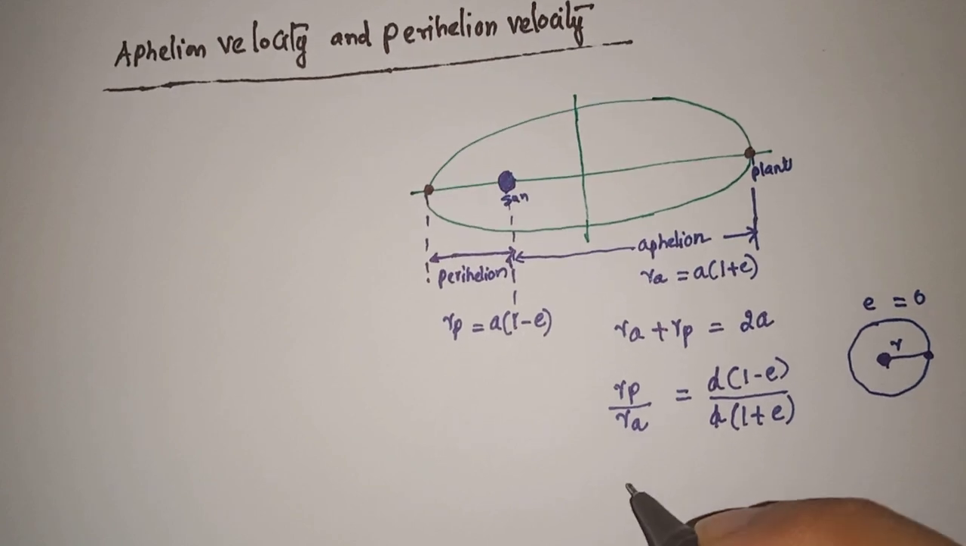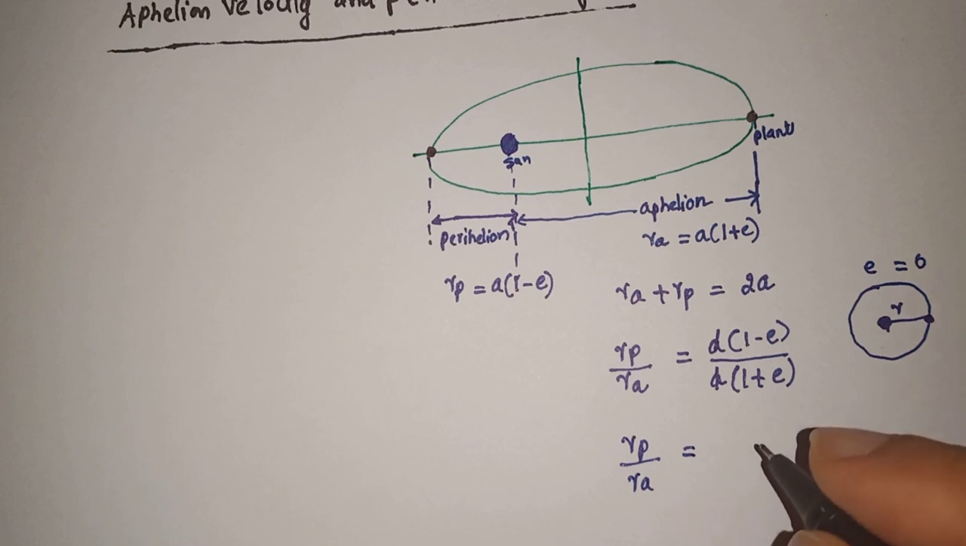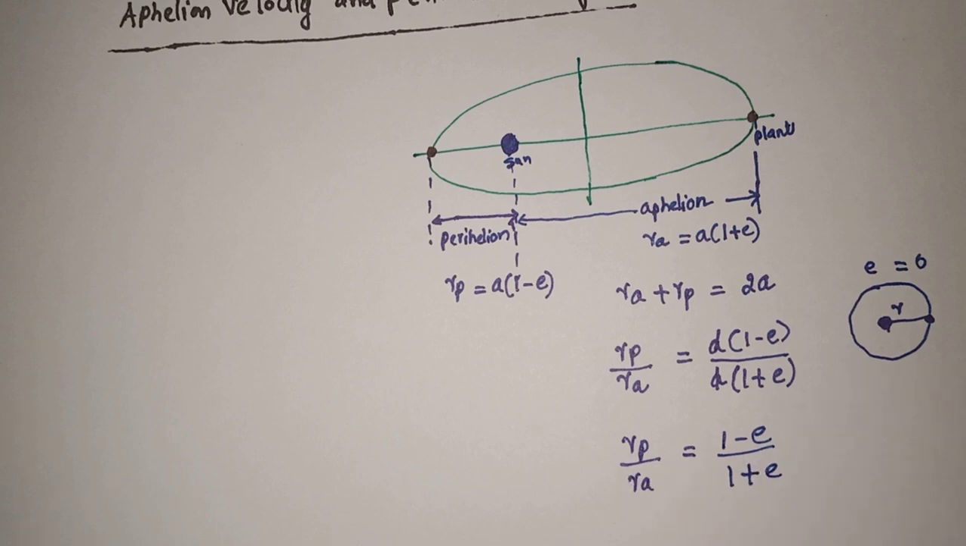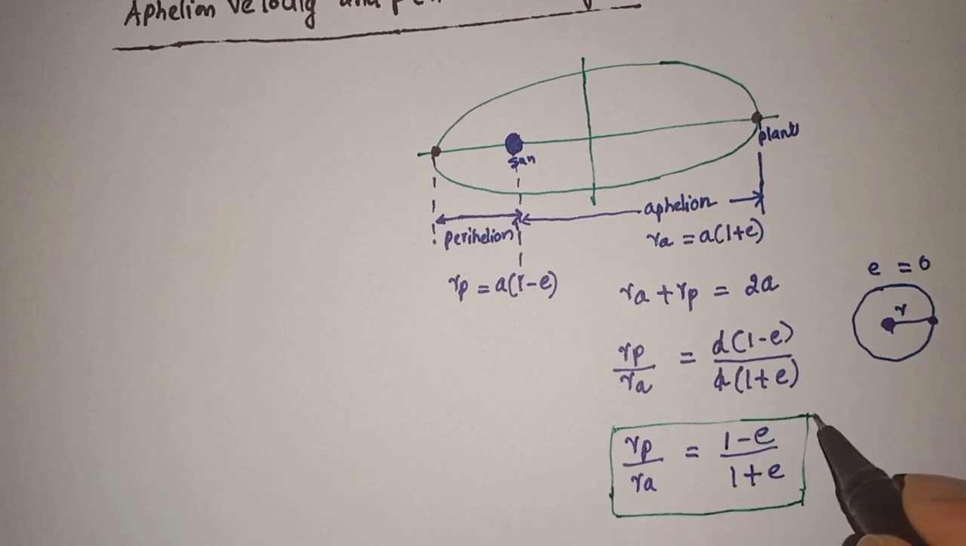Now we can write here RP by RA. So RP by RA is going to be (1 minus e) divided by (1 plus e). This is one of the important expressions which you can also get from the basic geometry. And here also you can compare: your RP is going to be very much lower because in the denominator you have 1 plus e. Okay, I hope this is clear.